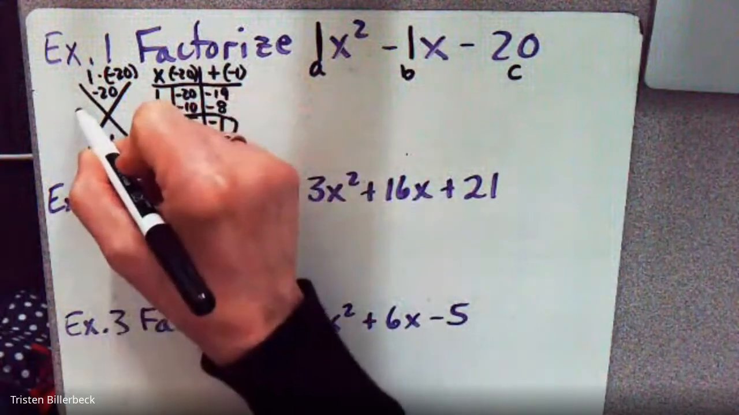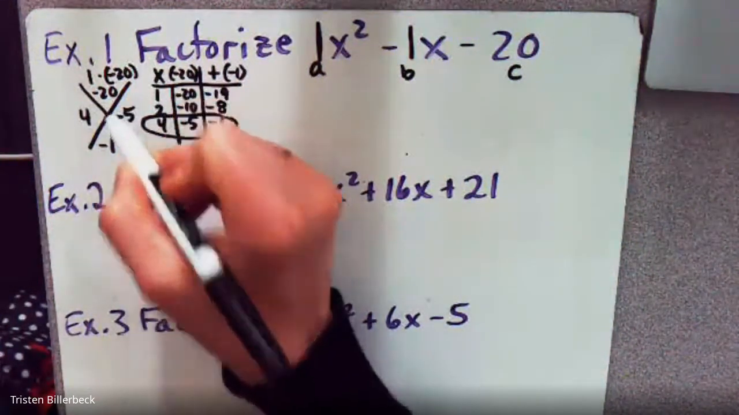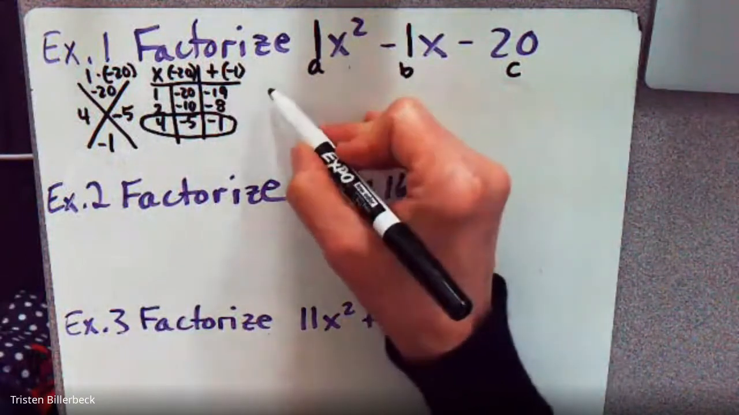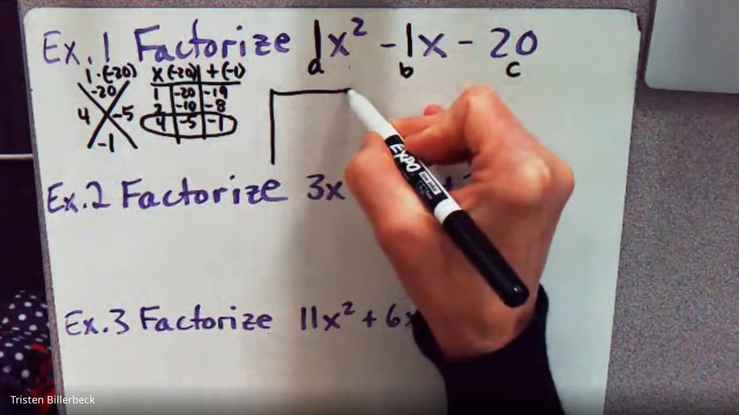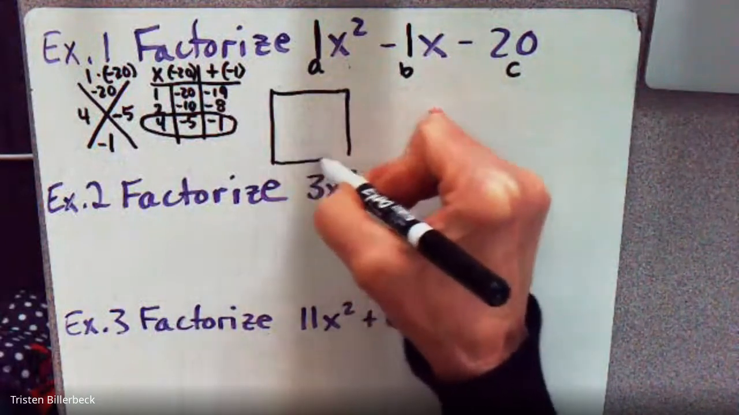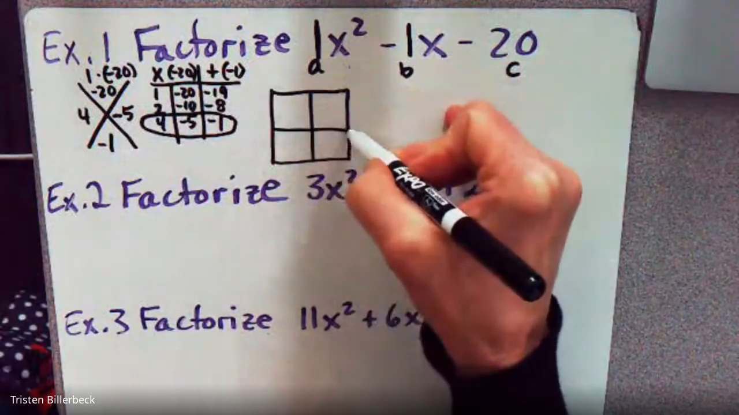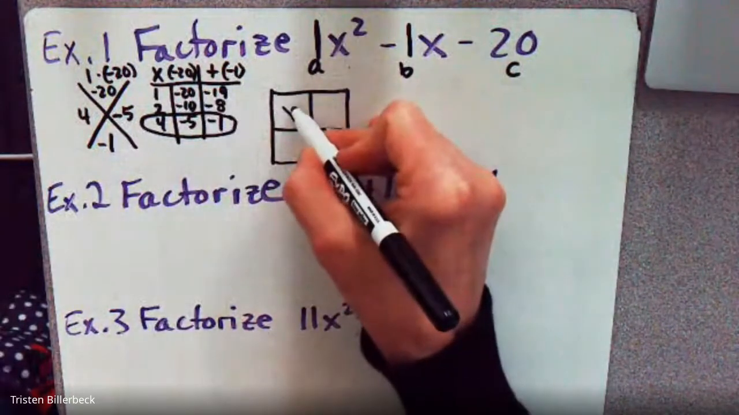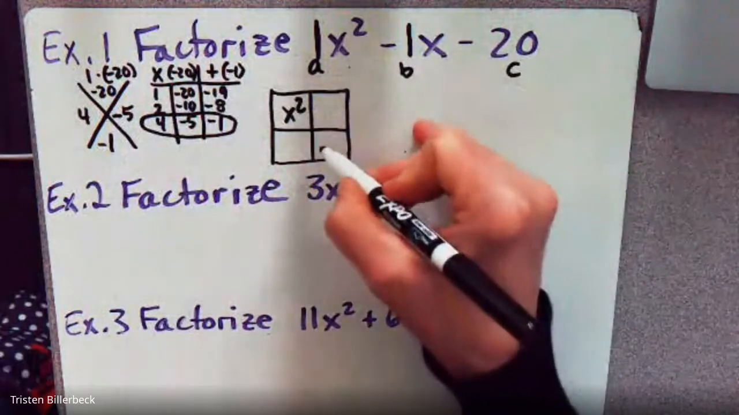So we can put 4 here and negative 5 here. Now let's do the box. The first term goes here. The first term's x squared. We don't really need to put the 1 there, we know it's there. And negative 20.